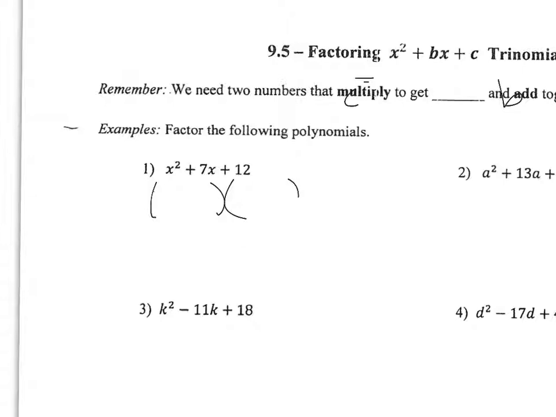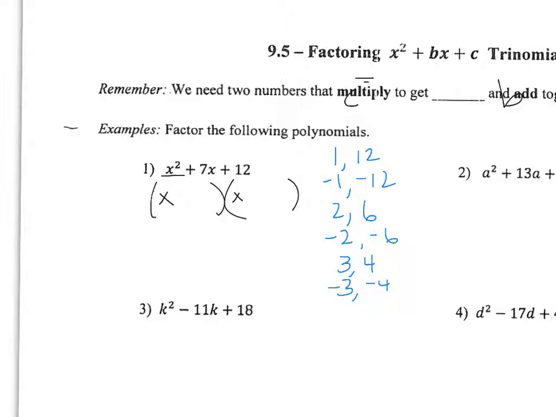To get the x squared, you know the first term has to be x and x. Then what you need to do is look at what are factors of 12. So what's something that multiplies to 12 and adds to 7? Numbers that multiply to 12 are 1 and 12. It could also be -1 and -12, because those two numbers multiply to get 12 as well. And then you have 2 and 6, and -2 and -6, and 3 and 4, and -3 and -4.